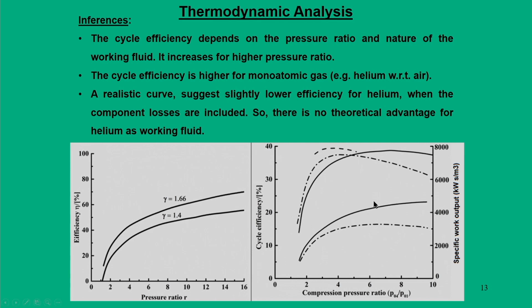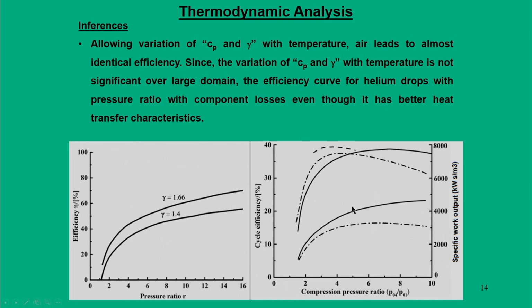And there are other uncertainties involved, that we can think of, such as variation of Cp and gamma with temperature. Air leads to almost identical efficiency when you compare helium and air. So, when you take the variation of Cp and gamma at higher temperature, helium and air will have similar, identical efficiency. So, over a large domain of pressure ratio, air is the best choice.